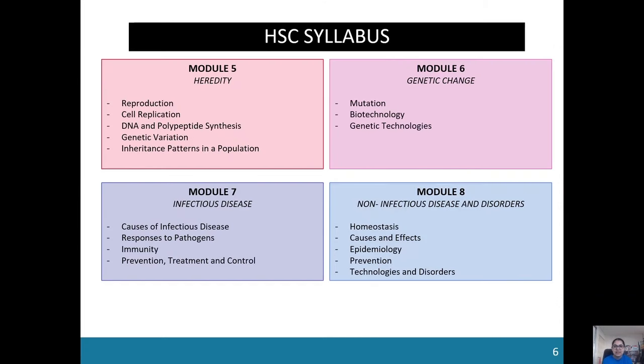So the HSC syllabus. Hopefully we're all very familiar with this. If you've forgotten something, that is okay, it happens, but now's a good time to really solidify this and glue it in your minds. We've got module 5, which is heredity, and in module 5 we're focusing on reproduction across different types of organisms, and also the different types of reproduction, and we want to know examples for it.